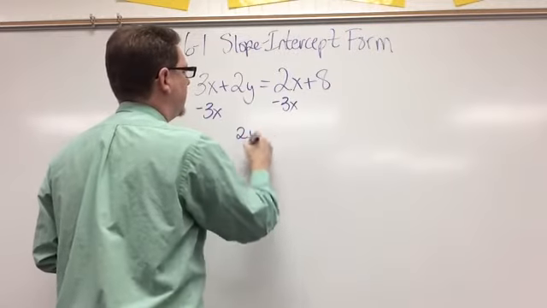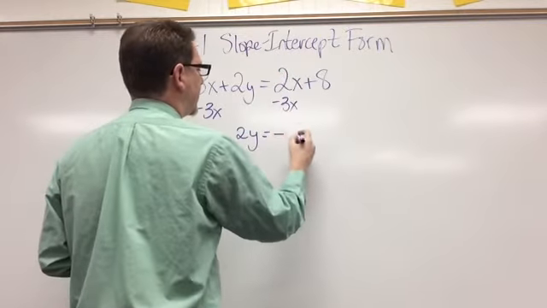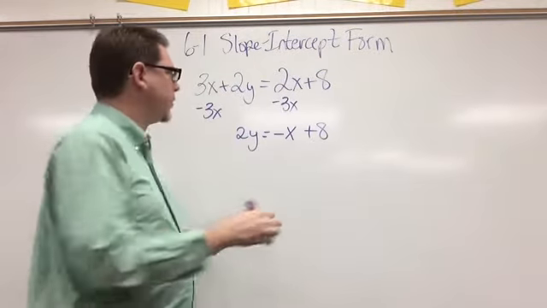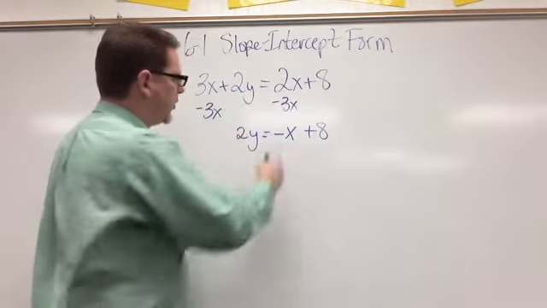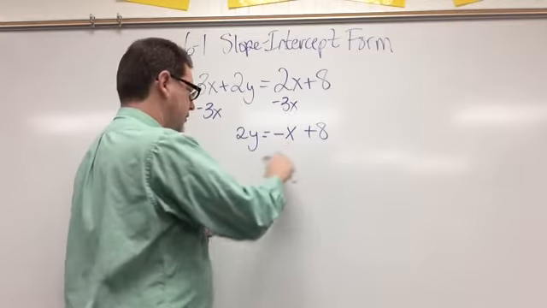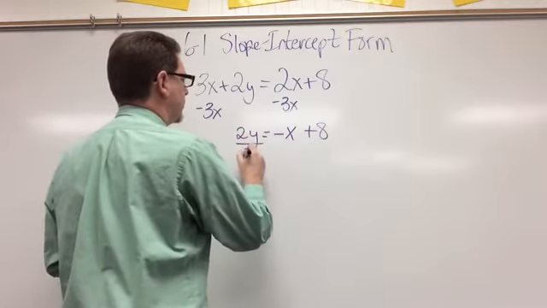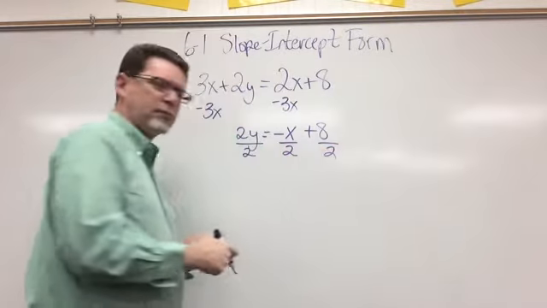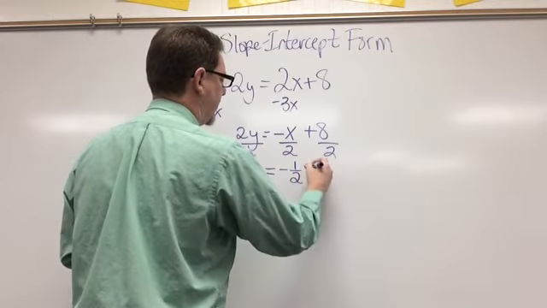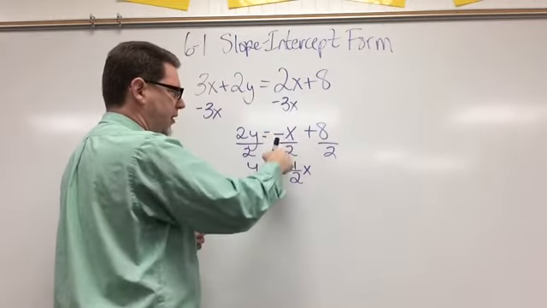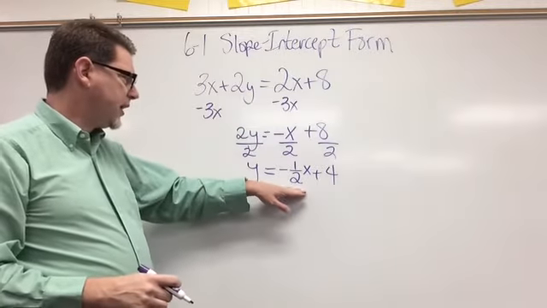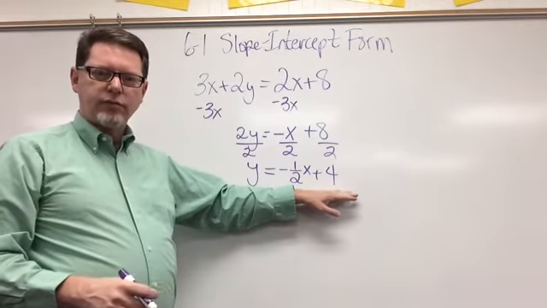So I have 2y equals 2 minus 3 is -x plus 8. Now you'll remember 2 minus 3 is -1, but we don't have to put the 1 there. You can if you want to. Doesn't matter. It may help you, but you don't have to. Now I need to divide everything by 2. So in this case, y equals negative 1/2 x, because that's a negative 1 and it's over 2, plus 8 divided by 2 is 4. So I've got y equals negative 1/2 x plus 4.